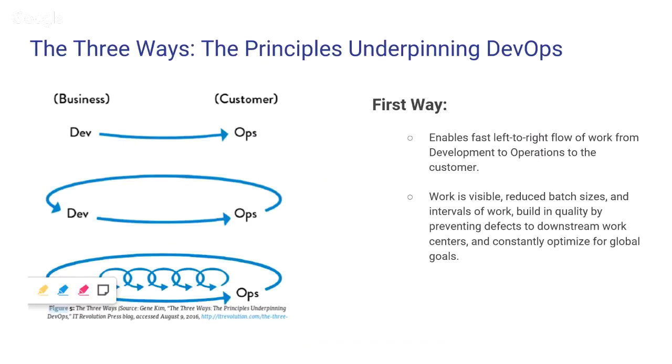The three ways, principles underpinning DevOps. The first way will enable fast left to right flow from development to operations. The work is visible, with smaller batch sizes and intervals of work. Build in quality by preventing defects from passing to downstream work centers, and constantly optimize for global goals.